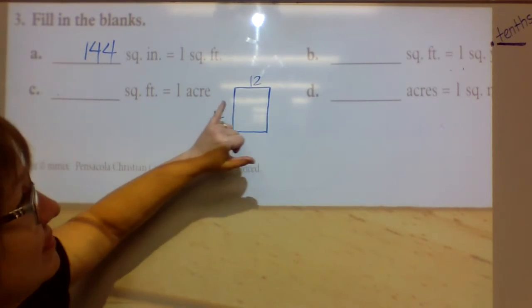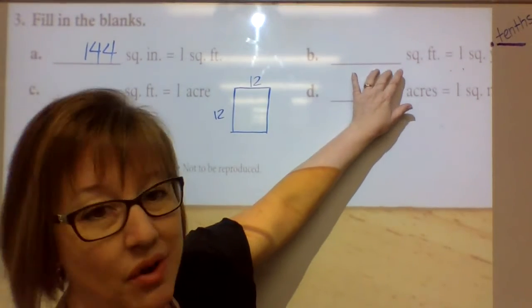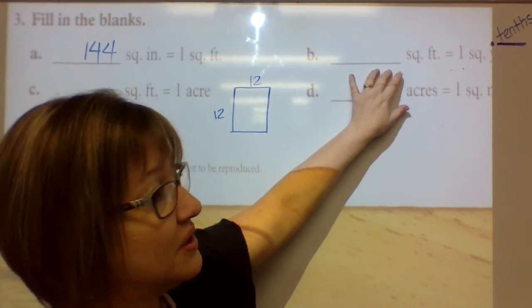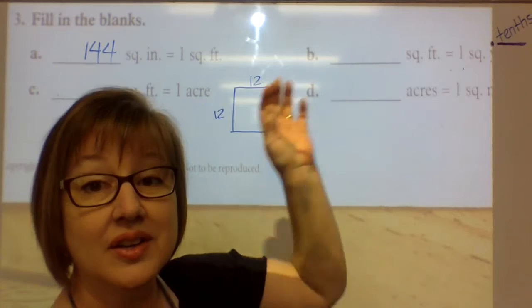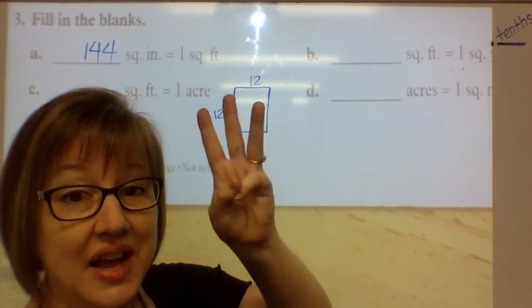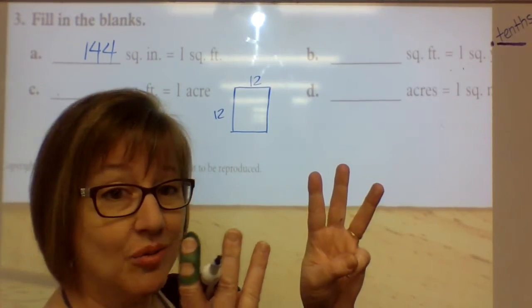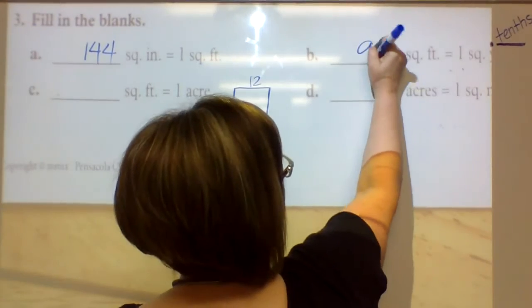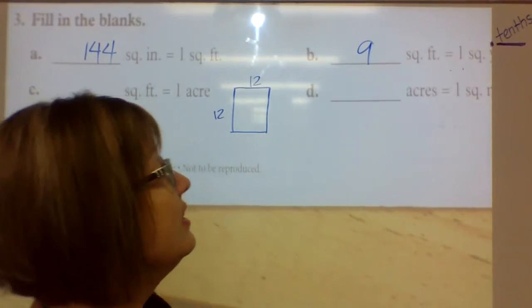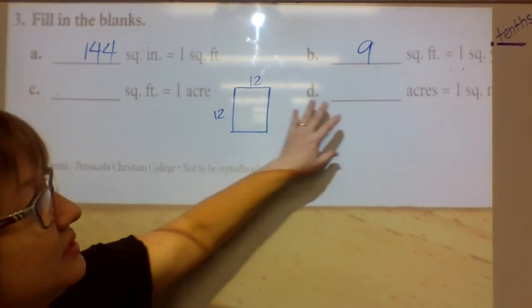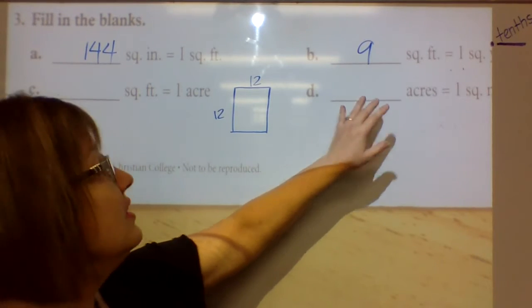Same with this one over here. How many square feet are in a square yard? How many feet are in a regular yard? 3. So now do 3 times 3, which is 9. See? Piece of cake. These get a little bit harder because you're not used to measuring acres.